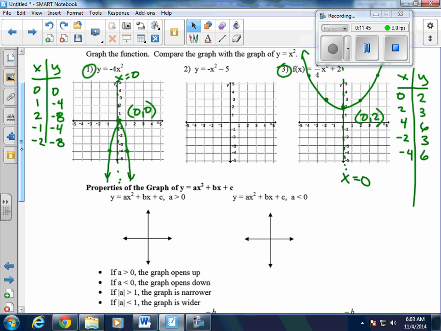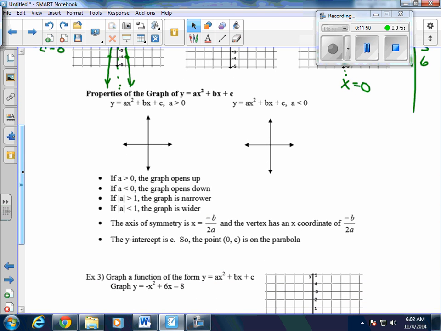So if we look at the properties of y equals ax squared plus bx plus c, in the first side here it says we're going to look at the graphs y equals ax squared plus bx plus c if a is greater than 0. Well, what that tells us is this. If we have a greater than 0, which means it's positive, we know that our parabola is going to look like this. It's going to open up. On the other side, if we have one that's negative, it means our parabola is going to open down.